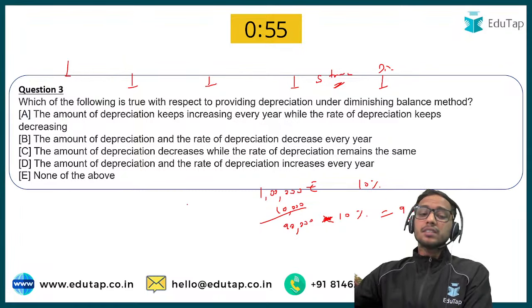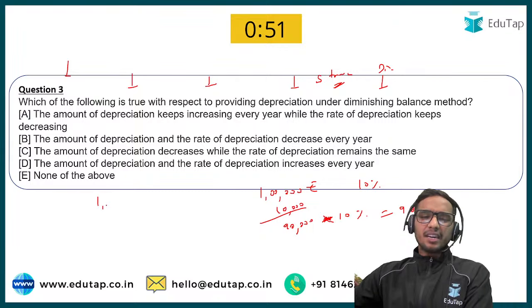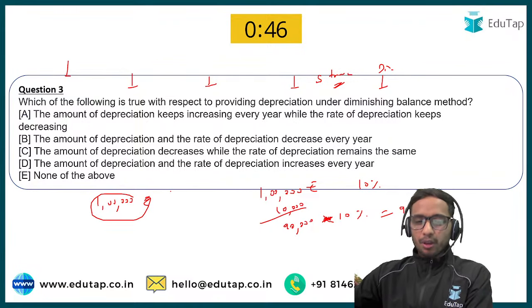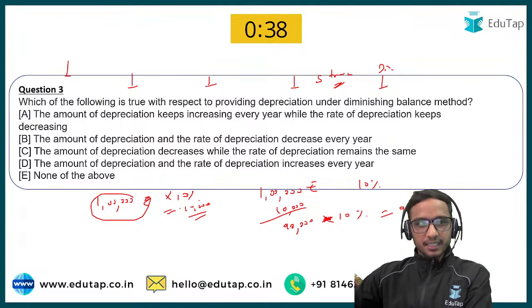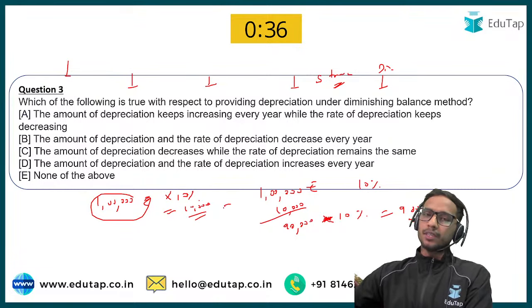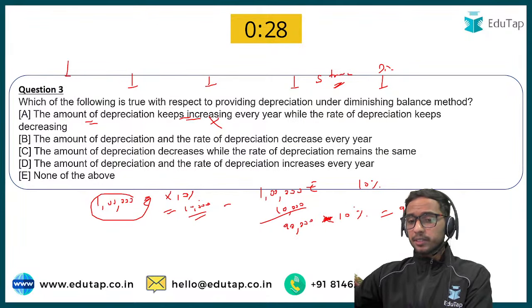But as far as straight line method is concerned, here what we are going to do, it is very simple. So suppose you have 1 lakh rupees of asset, now you are going to depreciate it with 10%, that is 10,000 each year. So each year you are going to depreciate the value of asset with the rupees 10,000, isn't it? So option says the amount of depreciation keeps increasing every year. No, not at all. In the diminishing method it decreases every year, right?